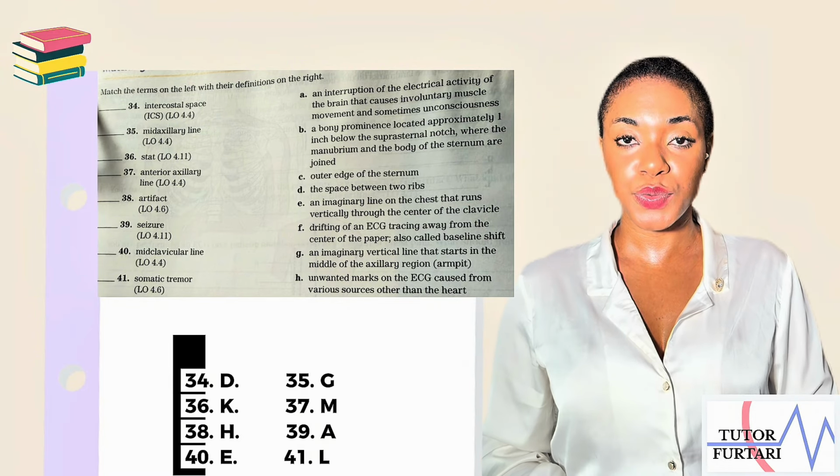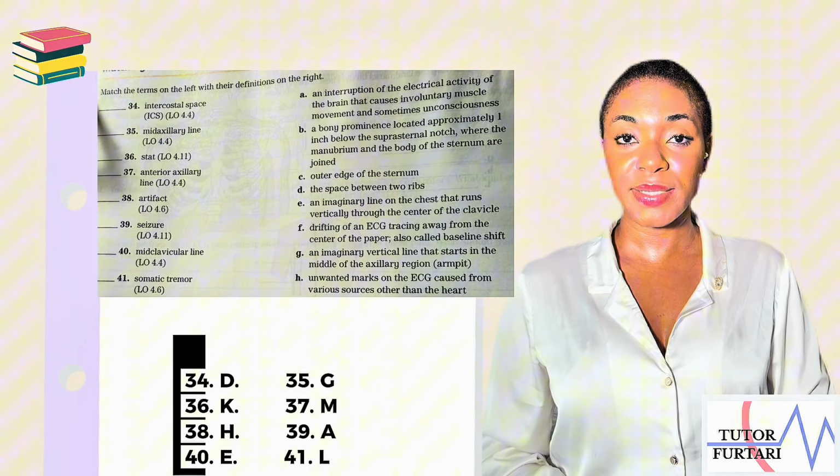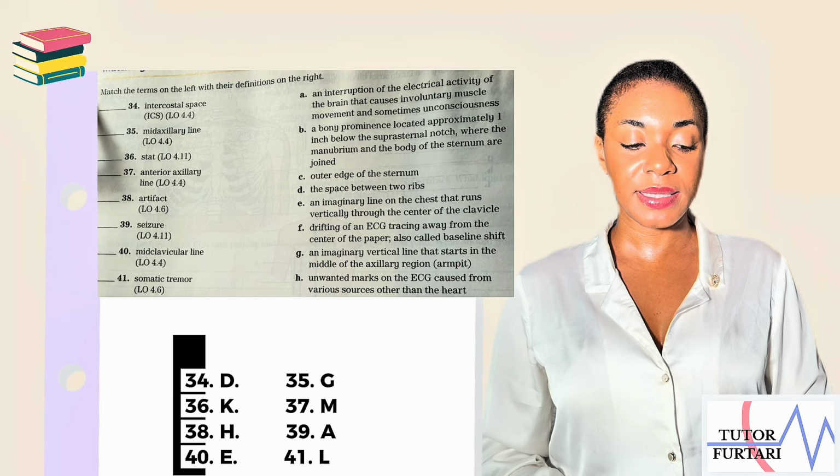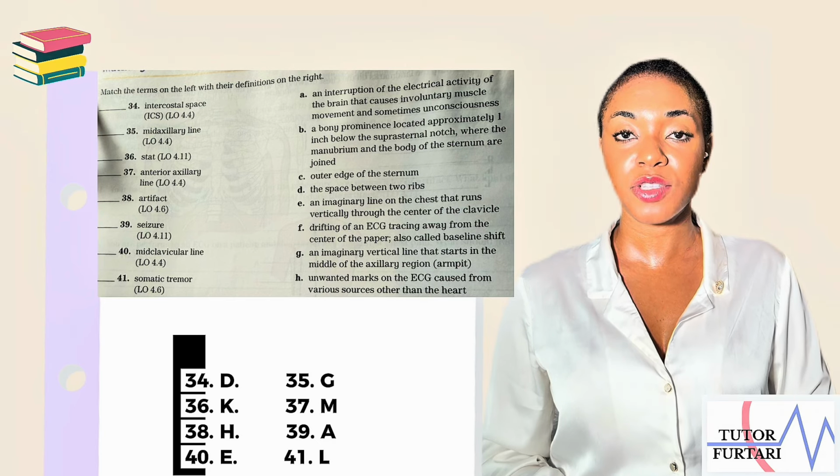42, angle of Lewis. The answer is B, bony prominence 1 inch below suprasternal notch where the manubrium and sternum join.